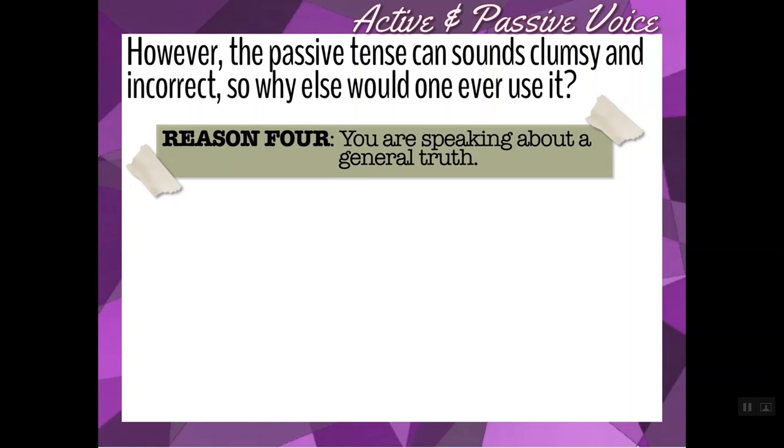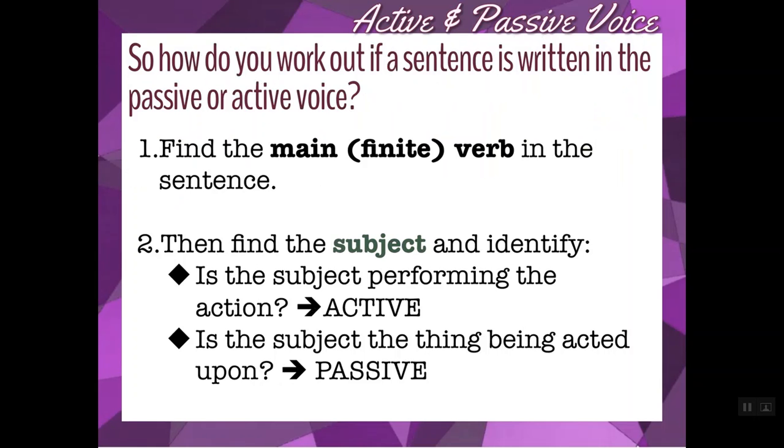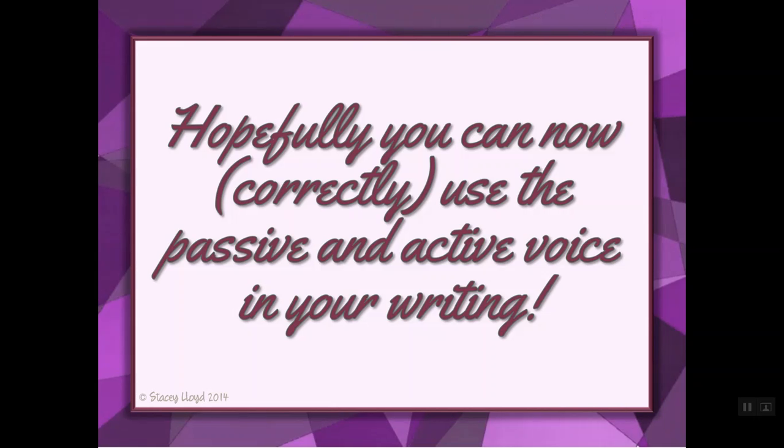And then four, you are speaking about a general truth. Rules are made to be broken. So passive voice, but it's kind of an aphorism, a saying, and it's this general truth. So, how do you work out if a sentence is written in the passive or active voice? Find the main finite verb in the sentence, then find the subject and identify: is the subject acting? Is the subject performing the action? Then it's active. Is the subject the thing being acted upon? Passive. Hopefully you can now use the passive and active voice correctly in your writing.